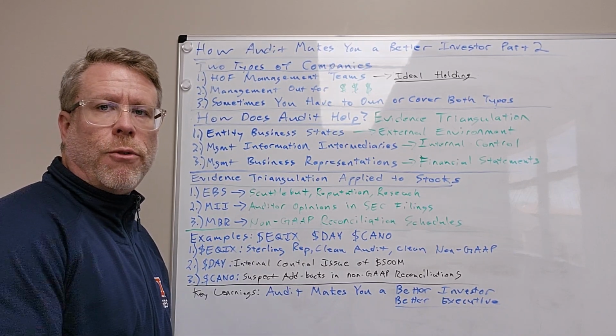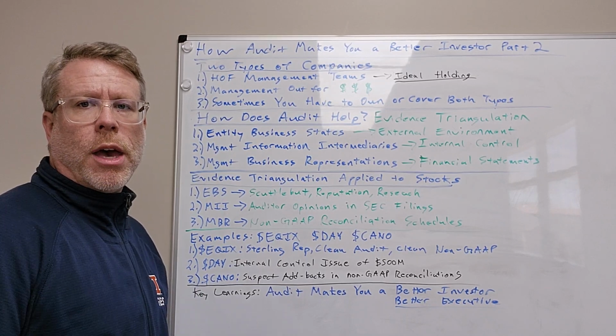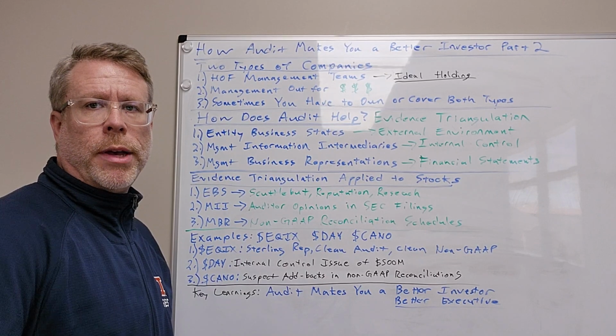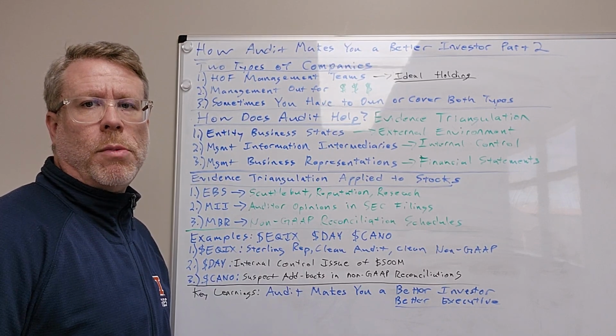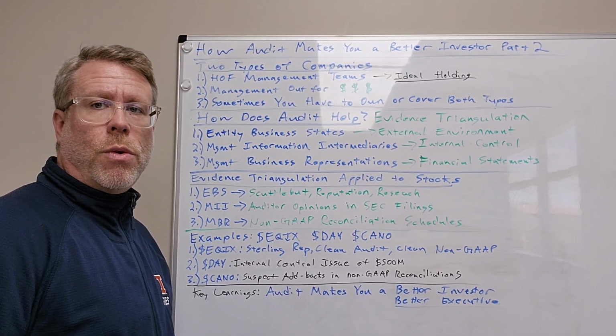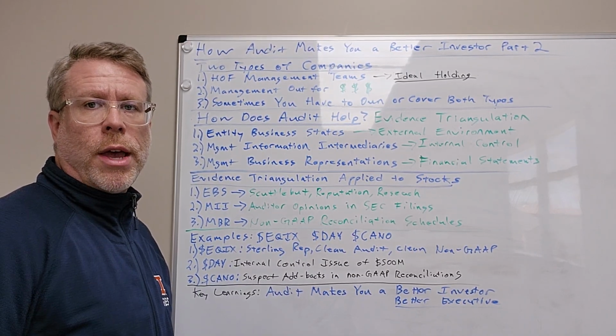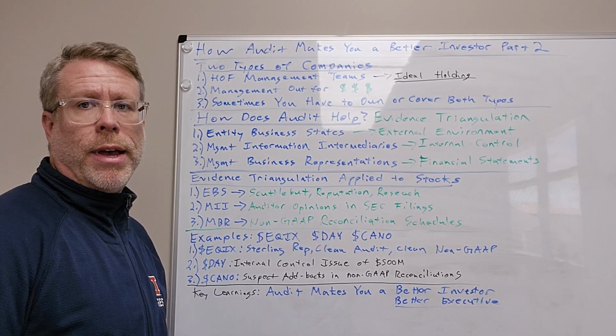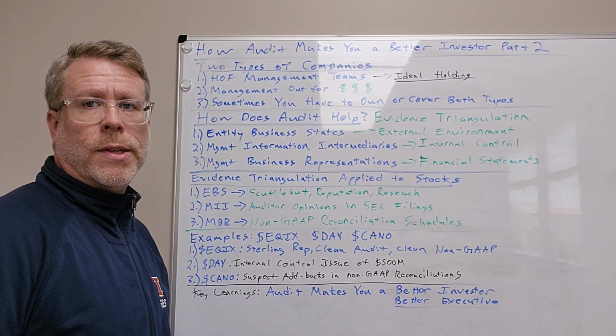In the case of Dayforce and Cano, there's a smoking gun that lets an investor realize, okay, I need to pause and do some extra research. You're not seeing that smoking gun with Equinix. So what are the key learnings? If you understand audit and evidence triangulation and other types of frameworks in audit, it makes you a better investor and it makes you a better public company executive.